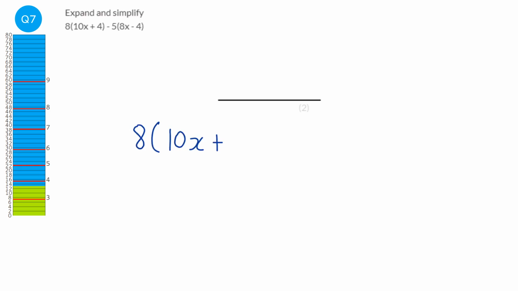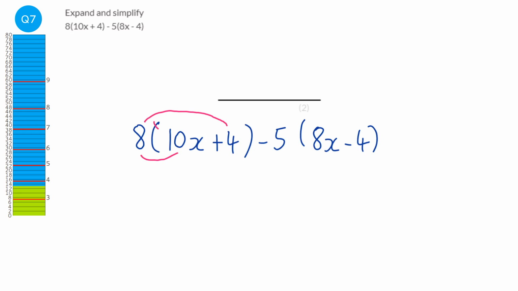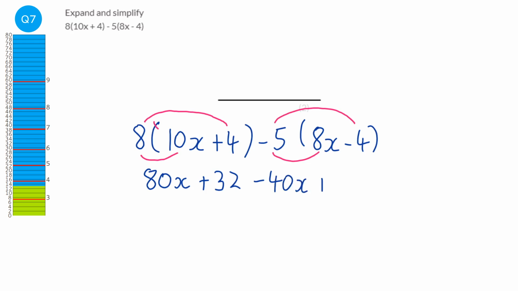I'm just going to write the question out, so we've got a little bit bigger writing to play with here. It doesn't actually matter which method you expand these brackets with. I'm going to use Smiles and Rainbows. So we multiply the 8 by the 10x, which will make 80x, and multiply the 8 by the 4, which will make 32. Now here we've got a minus 5 on the outside, so we do minus 5 times 8x, which is minus 40x, and minus 5 times minus 4, which is actually plus 20.